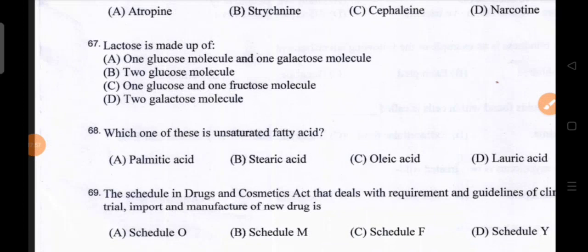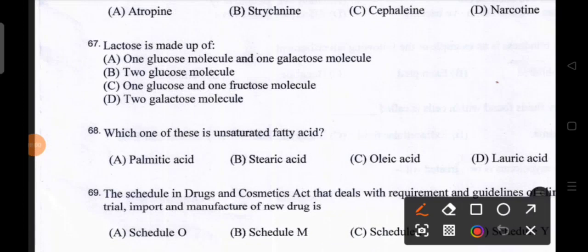Question number 67. Lactose is made up of option A, one glucose molecule and one galactose molecule, option B, two glucose molecules, option C, one glucose and one fructose, and option D, two galactose molecules. So the correct answer will be one glucose molecule and one galactose molecule.